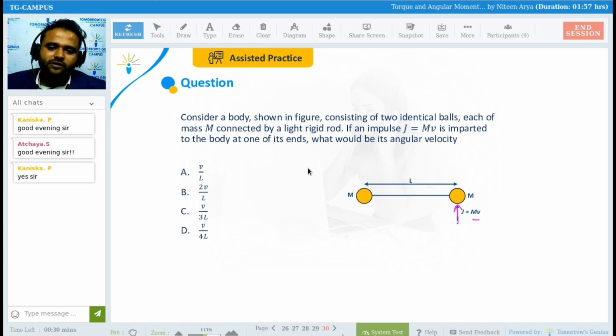Basically, here you need to apply the law of conservation of angular momentum, not momentum.